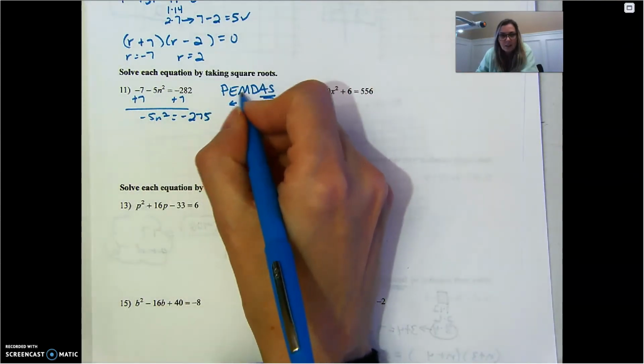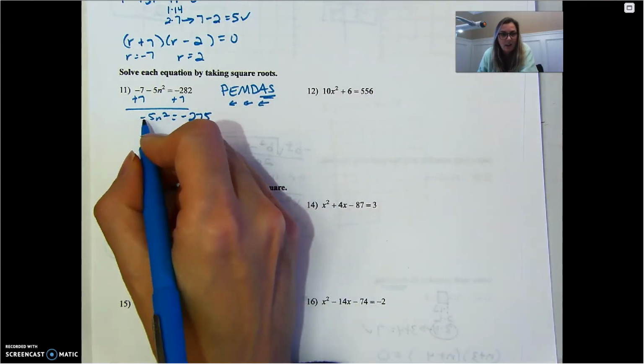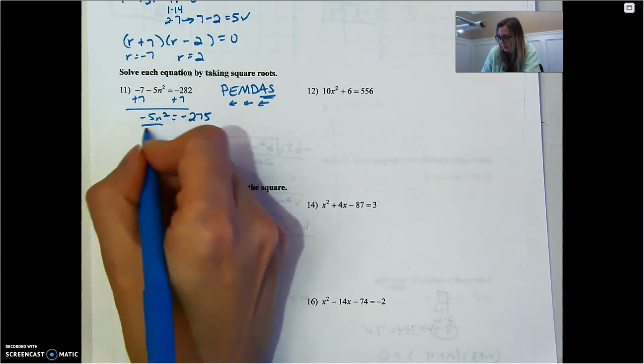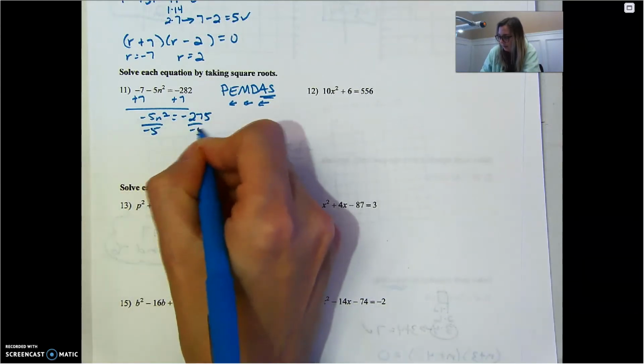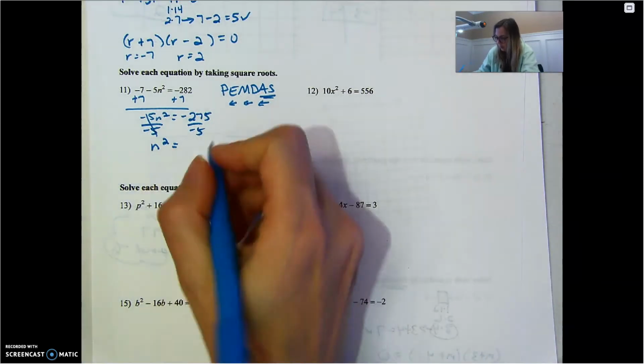All right, so you have negative 275. So then the next on the list going backwards is division and multiplication. And right here you have negative 5 times n squared. So the opposite of times is divide. So now you have n squared equals 55.